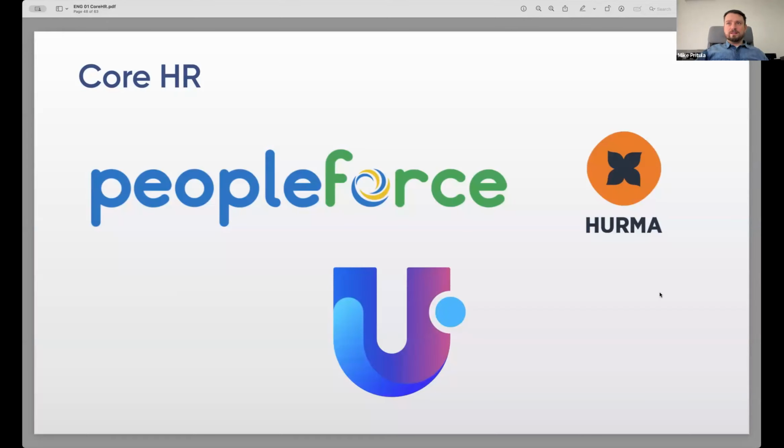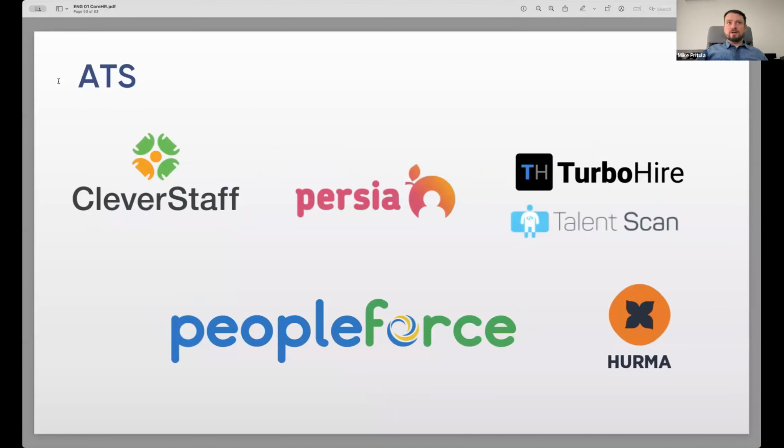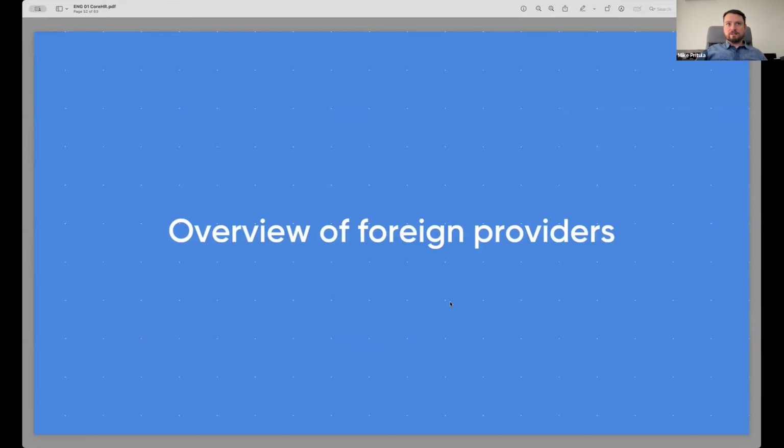Overview of domestic providers. For core HR, you may consider PeopleForce, Furma, and USpace. For talent management, Effie and Ply as well. For ATS, Clever Stuff, Persia, TurboHire, TalentScan, PeopleForce, and Furma, they have this feature. For LMS, Softbook, Academy, Ocean, Smart Expert.